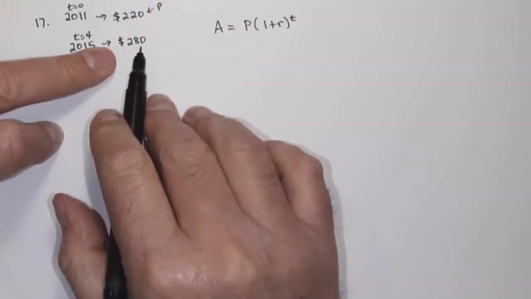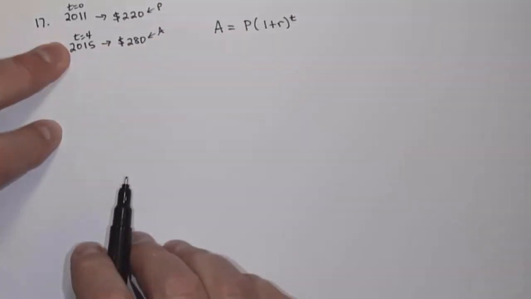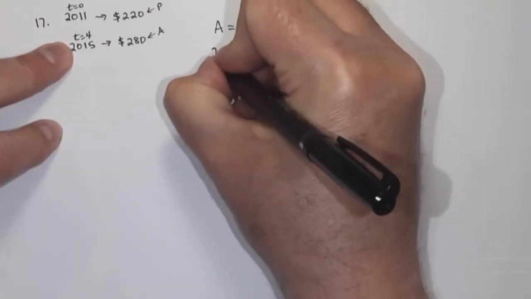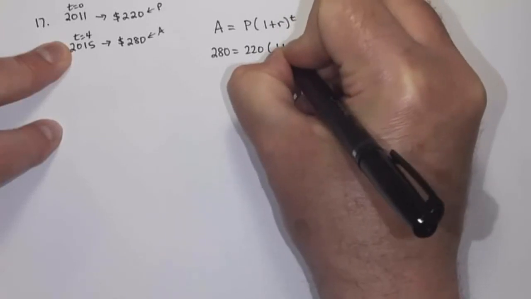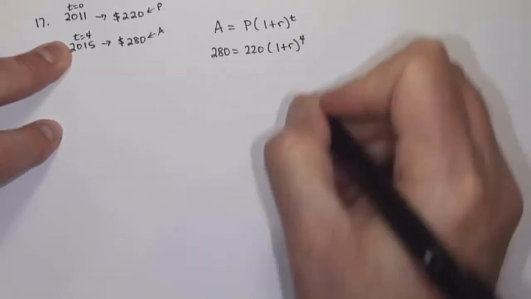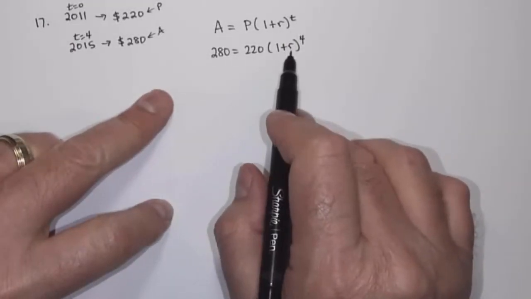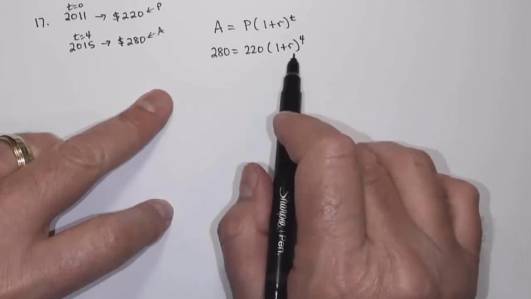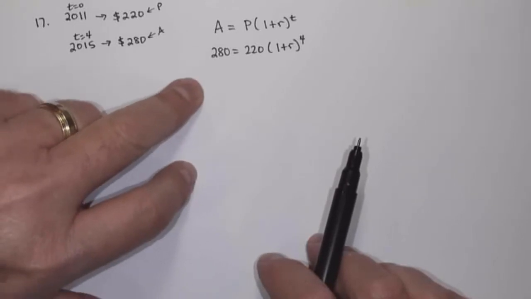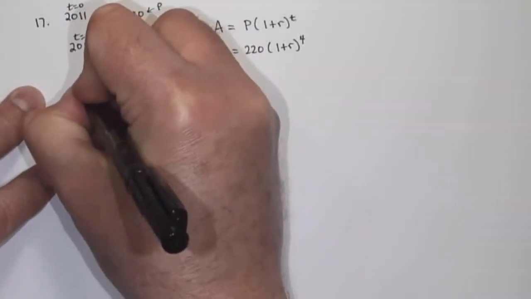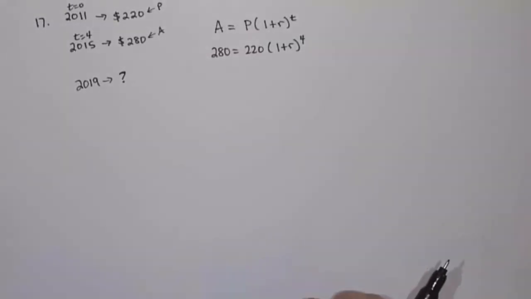And then this 280 is the amount, the A, after t equals 4 years. So in other words, I can say 280 is equal to 220 times 1 plus the rate raised to the 4th power. Okay? And so this is going to allow me to figure out what the growth rate is, and then I'll be able to use that along with the rest to figure out what would be the cost of the room in the year 2019. So our real question is, in 2019, what would be the cost of the room after inflation?